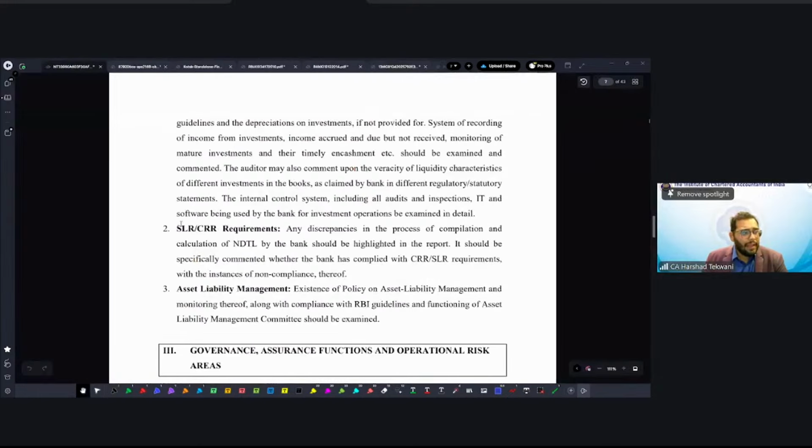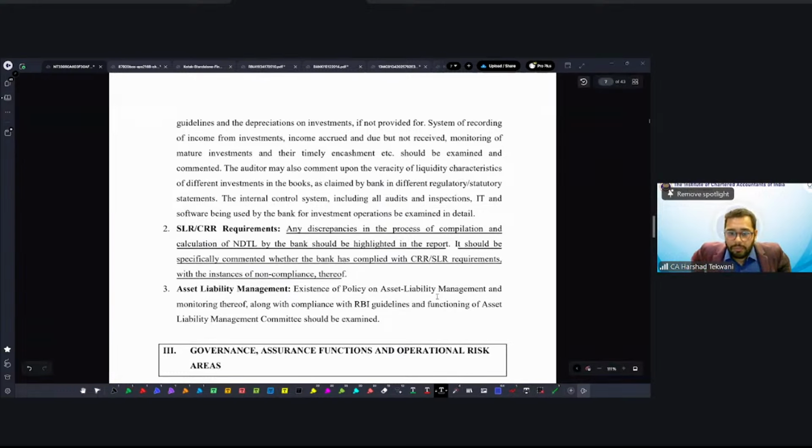See, this is again the LFAR, and over there, we as auditors are required to report that any discrepancy in the process of compilation or calculation of net demand and time liabilities by the bank should be highlighted in the report. It should be specifically commented whether the bank has complied with the CRR and SLR requirements, with the instances of non-compliances thereof.